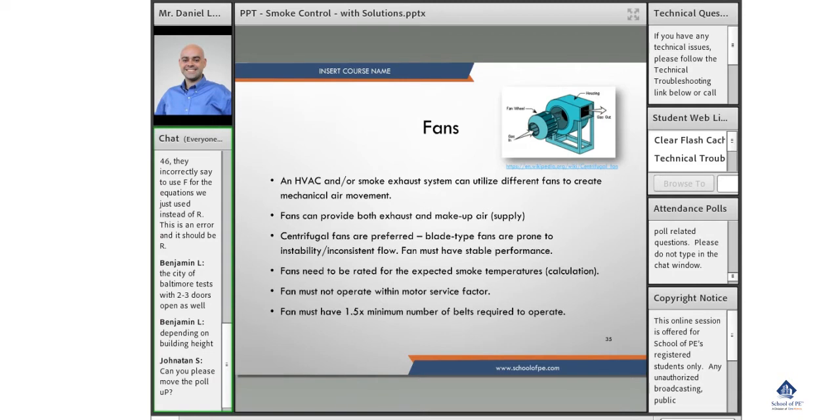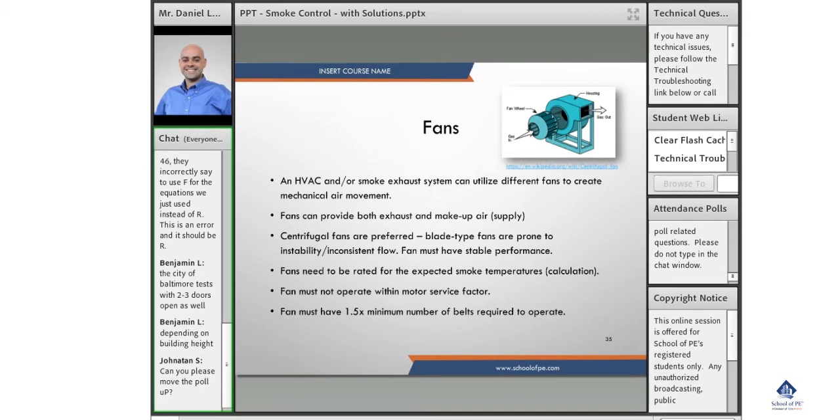The centrifugal fans create a much more reliable airflow, and you can anticipate the static pressure and be much more confident in that pressure and that airflow you're getting out of it. In this, your fans need to be rated for your expected smoke temperatures. Obviously, you're going to be seeing temperatures that are higher than the average building would experience. You could see 1, 2, 300 degrees possibly.